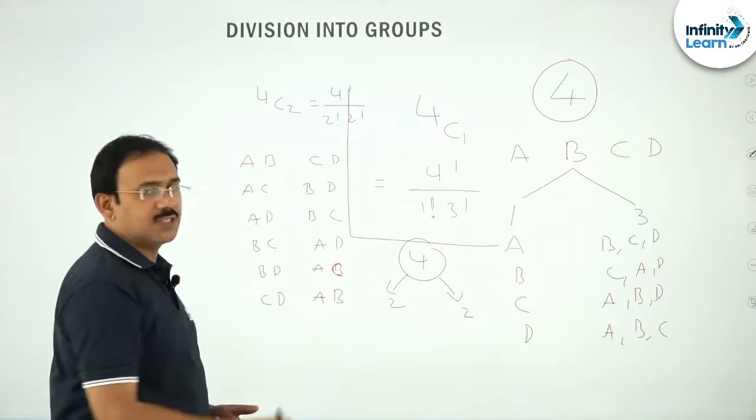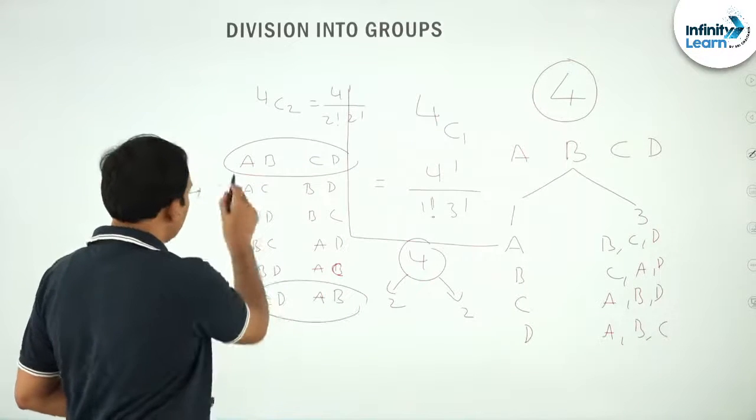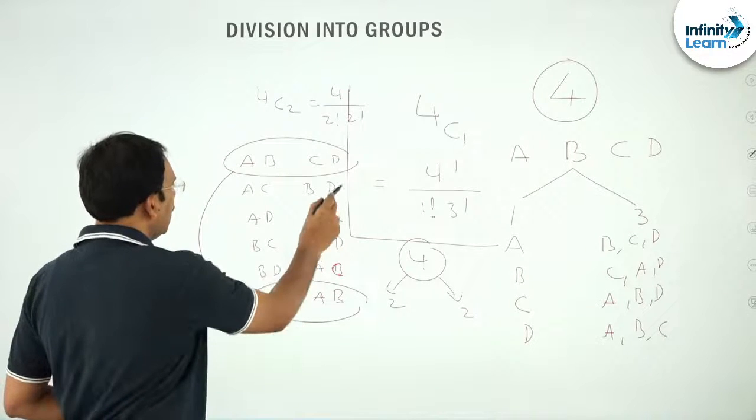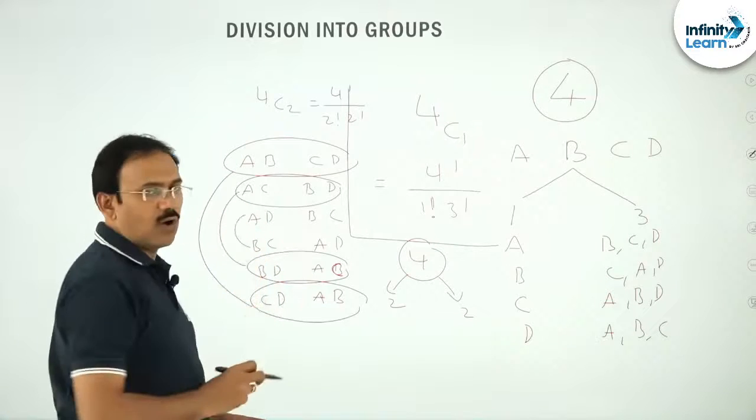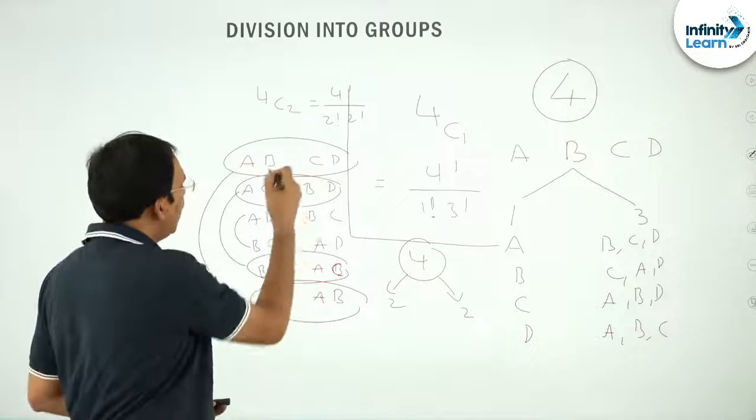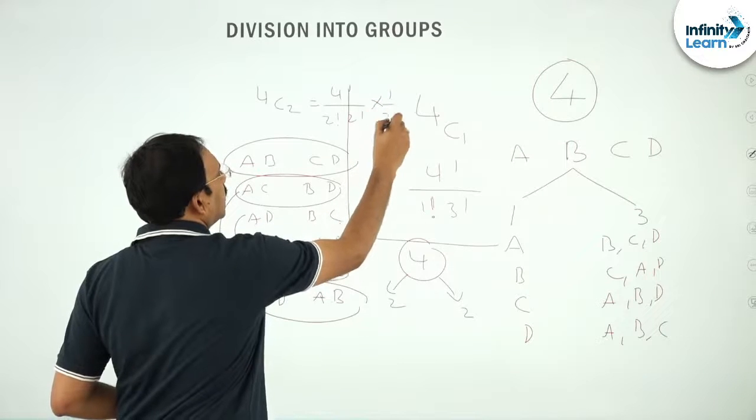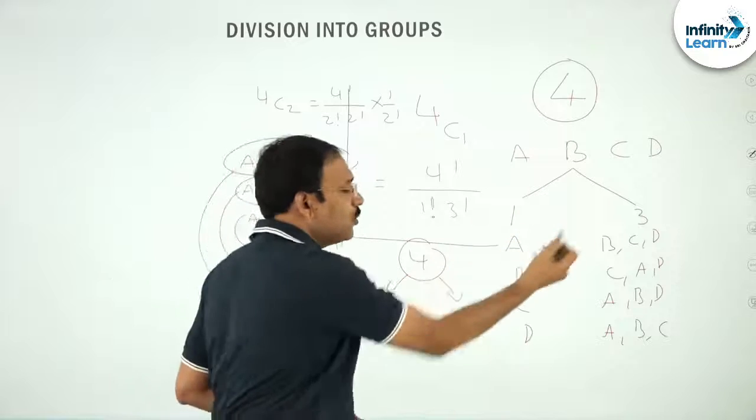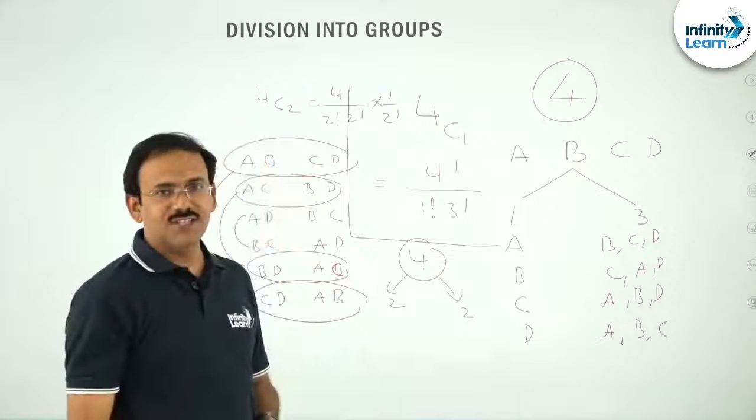You got 4C2 as 6. But friends, the division AB, CD is the same as CD, AB; these two are the same division. Whereas AC, BD and BD, AC are the same division, and in the same way these two also. Because of the equal number of items in the groups, certain divisions have become the same. In fact, I have to write into 1 by 2 factorial. Whereas when you divide into 2 different things, you need not write it because all the 4 are distinct, right friends.